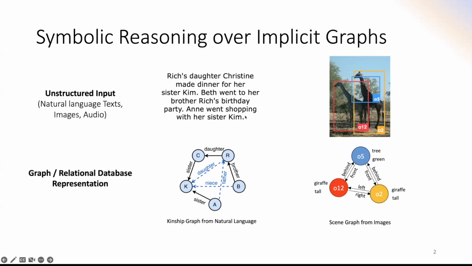And there are relations to connect different entities, right? We can have spatial relationships such as left, right. And in real life, there are many more very complex relations such as holding and talking or something like that. So the thing is that if we represent this unstructured input in a structured graph and relational database representation, it means that we can do very complex reasoning on it.